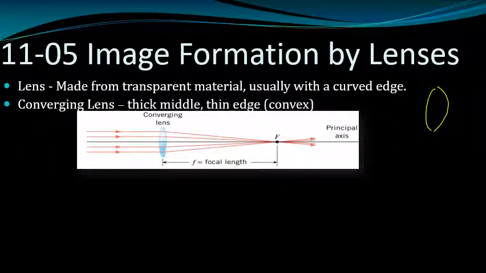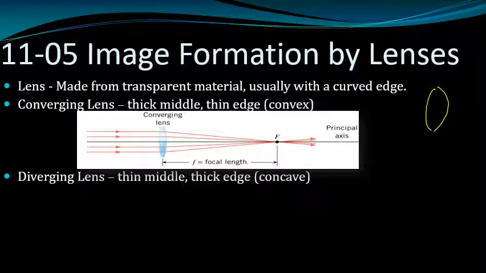It's called a converging lens because parallel rays of light will come together, or converge, if they go through this lens to a focal point. You know, if you have a magnifying glass, you can burn paper with the sun if you put the paper at the focal point.